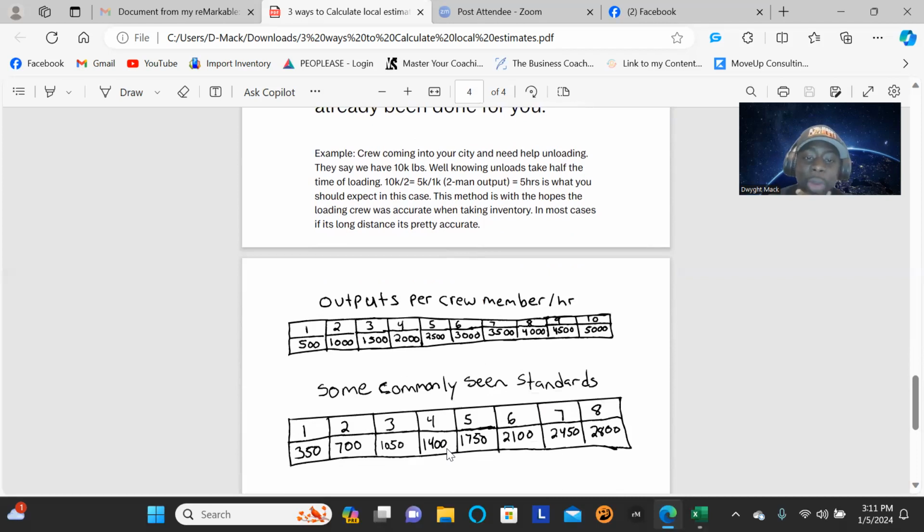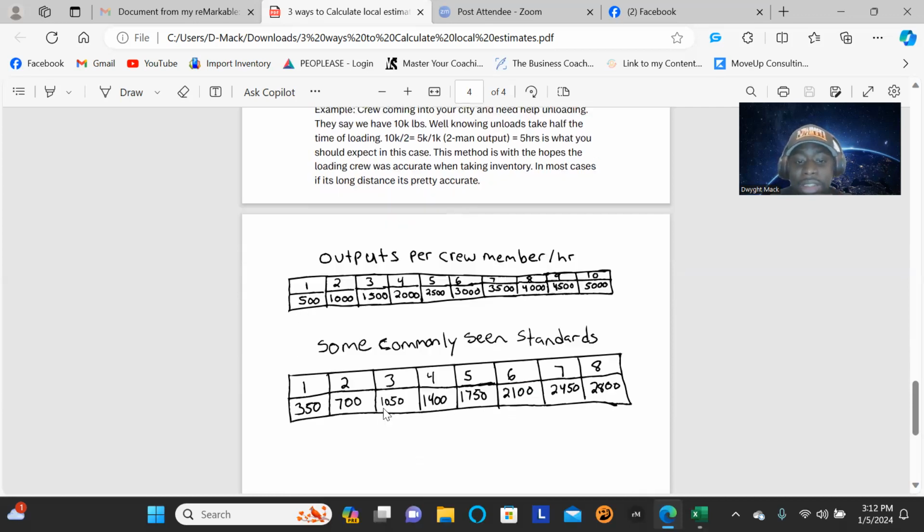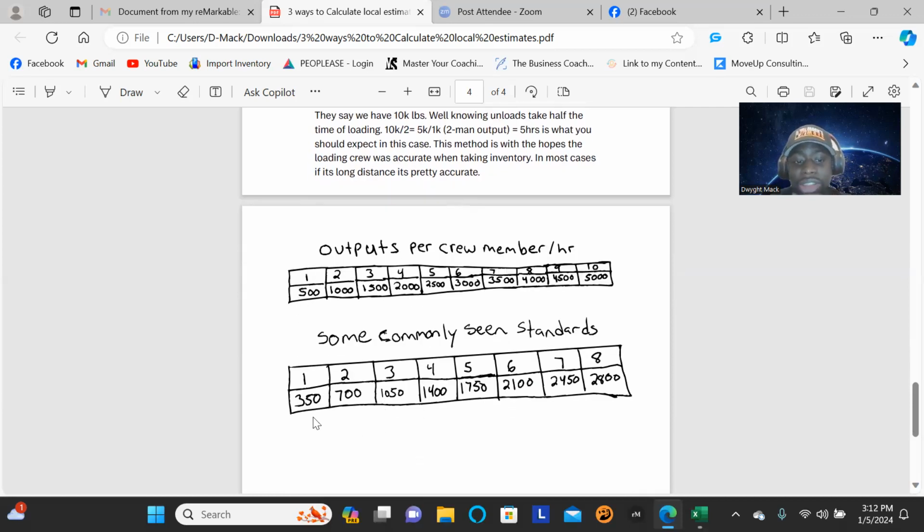Now, with the output per crew, the industry standard is about 500 pounds per man. As you can see here, 500 for one guy, all the way up to 5,000 for 10 guys going out. And some commonly seen standards could be 350 per man, and up to 8 guys, 2,800 pounds per hour. So 2,800 pounds per hour.